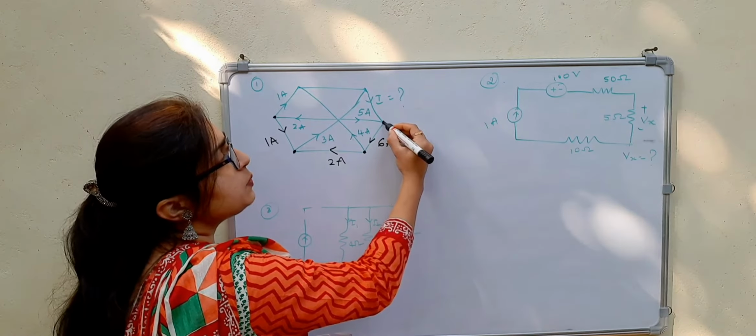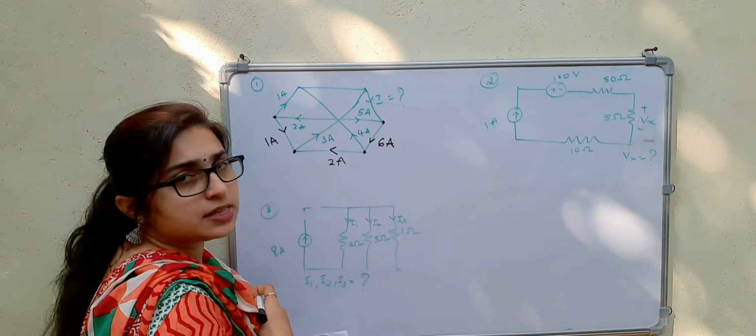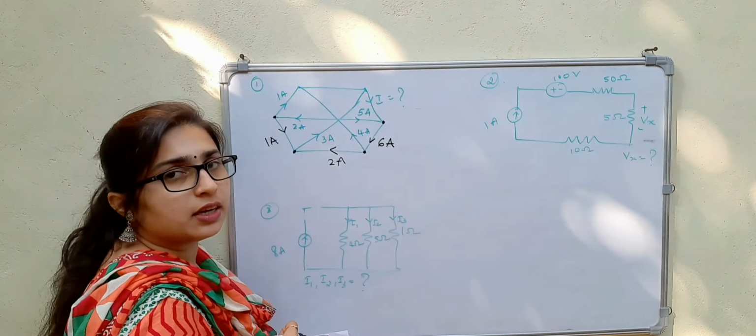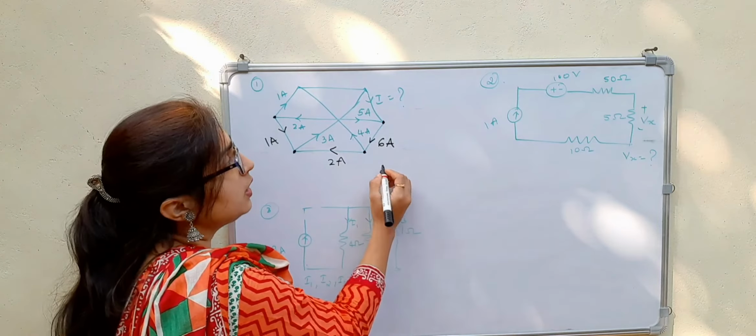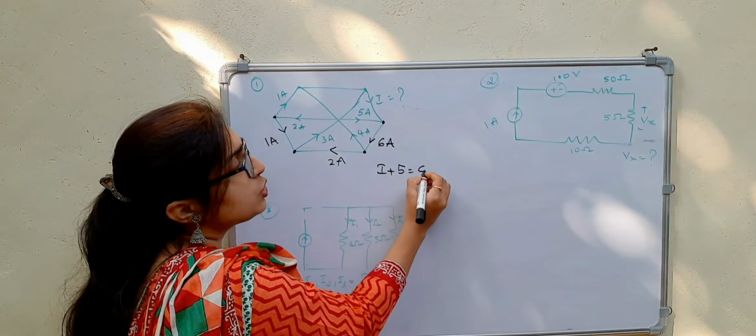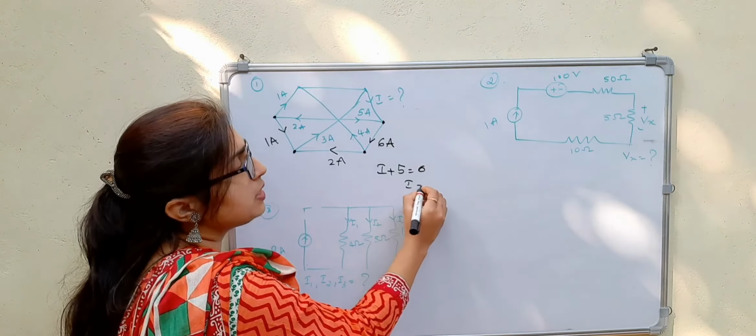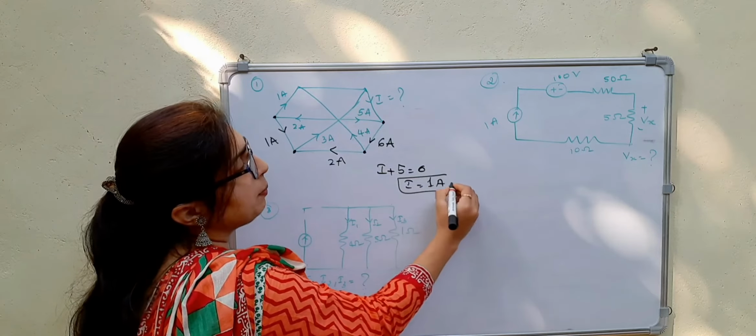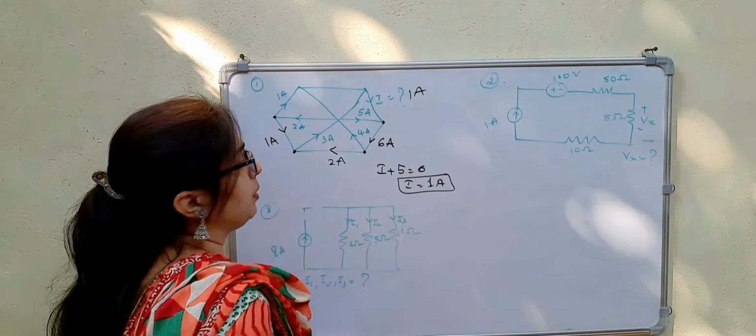Now at this point, 5 ampere is incoming, I ampere is incoming, and outgoing is 6. That means I plus 5 should be equal to 6, so I is equal to 1 ampere. So the answer is 1 ampere.